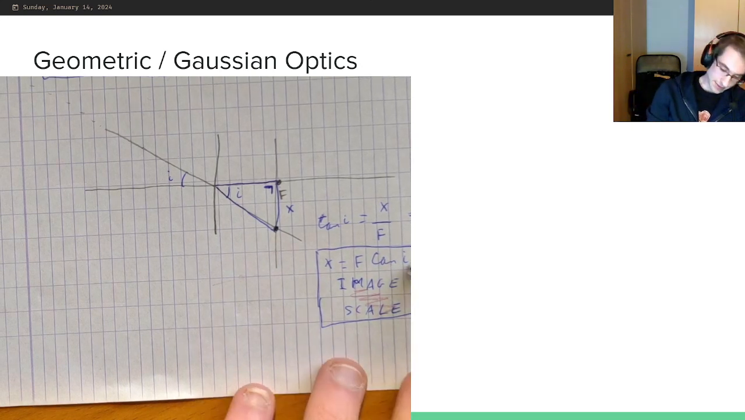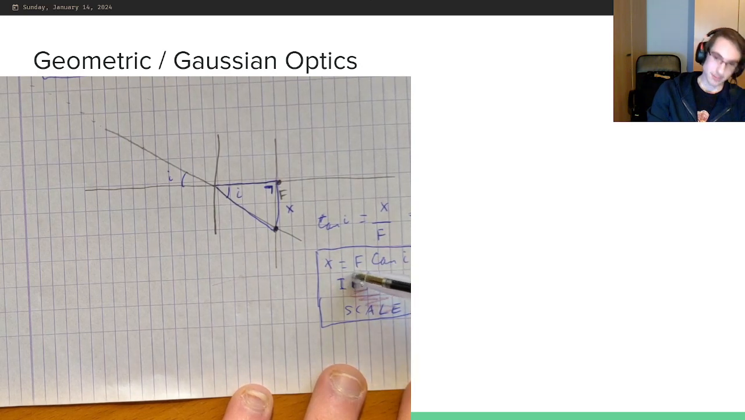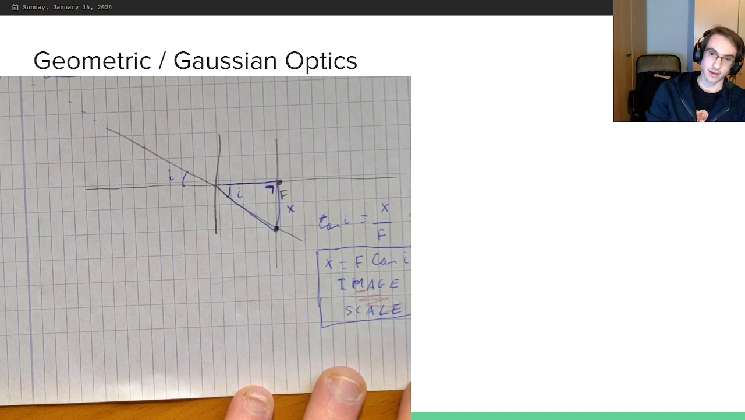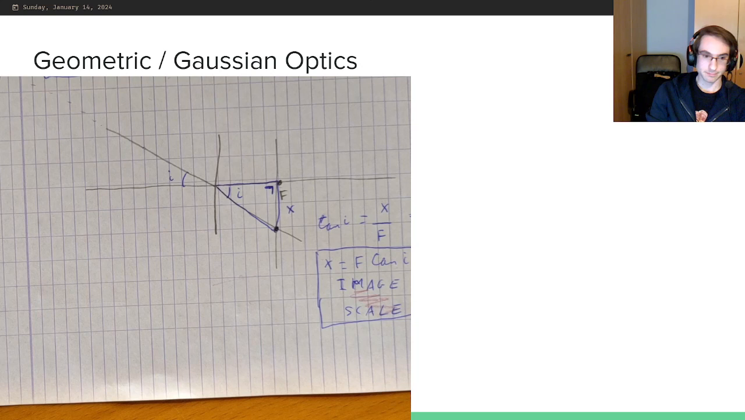So this I in this case would be half a degree. You take the tangent of half a degree, you multiply by the focal length, and that's how big the full moon is going to be in your focal plane. And that means if you want to capture the entirety of the full moon in one shot, you need a sensor that's at least this big.